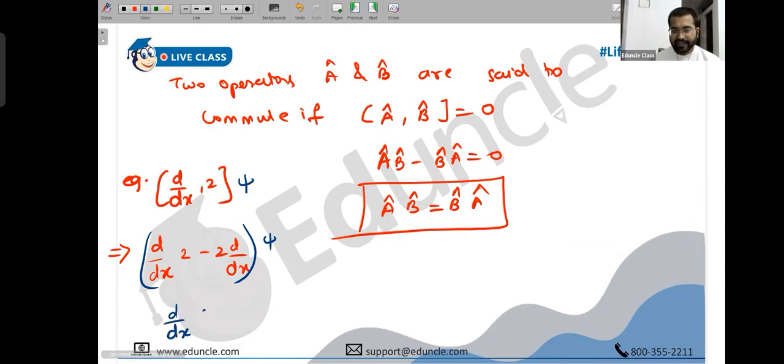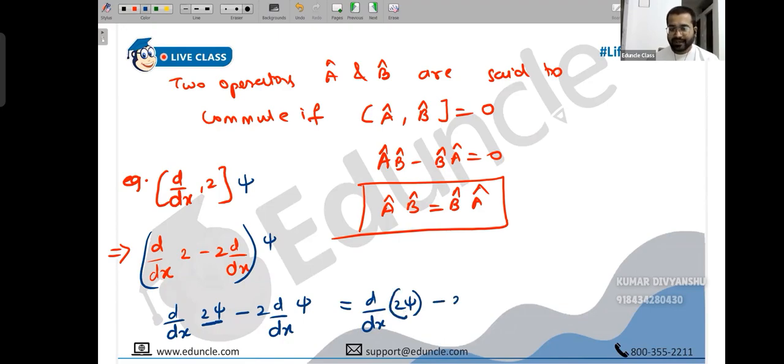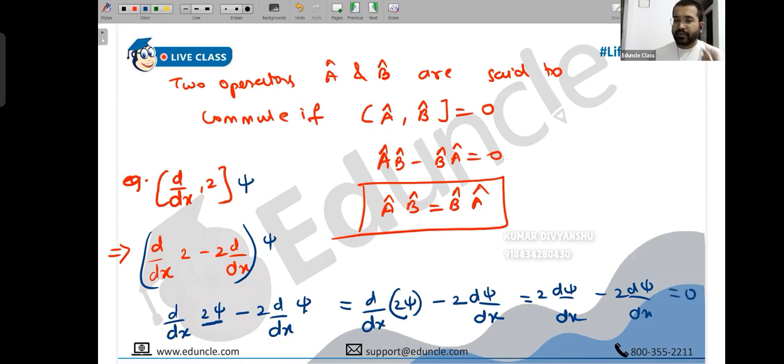So what do we have? d by dx of 2 psi minus 2 into d by dx of psi. I've already told you how we deal with this. First, the wave function will be multiplied with the first operator. So 2 into psi is 2 psi, and then we differentiate it. Similarly here, first we multiply psi with the operator, d by dx of psi, so this is d psi by dx. 2 is a constant, I can put it outside, so this is 2 d psi by dx, minus 2 d psi by dx. What is the answer? 0. It means d by dx and 2 commute with each other. I hope this example helps you understand this better.